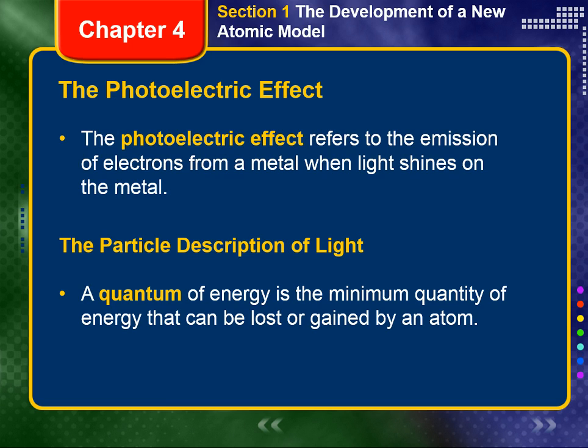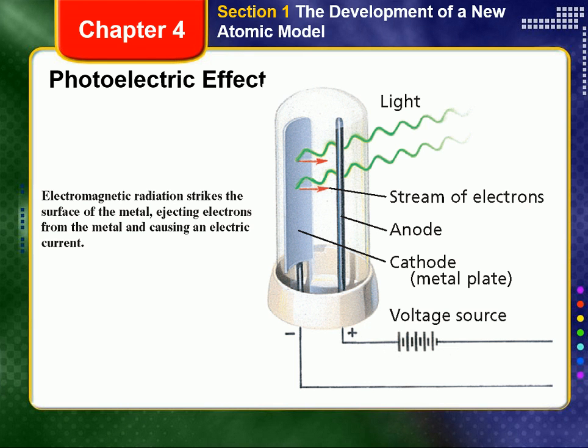In the early 1900s, scientists conducted two experiments involving the interactions of light and matter that could not be explained by the wave theory of light. One experiment involved a phenomenon known as the photoelectric effect. The photoelectric effect refers to the emission of electrons from a metal when light shines on the metal, as illustrated in Figure 4-3 on page 93 of your text, or on the screen now.